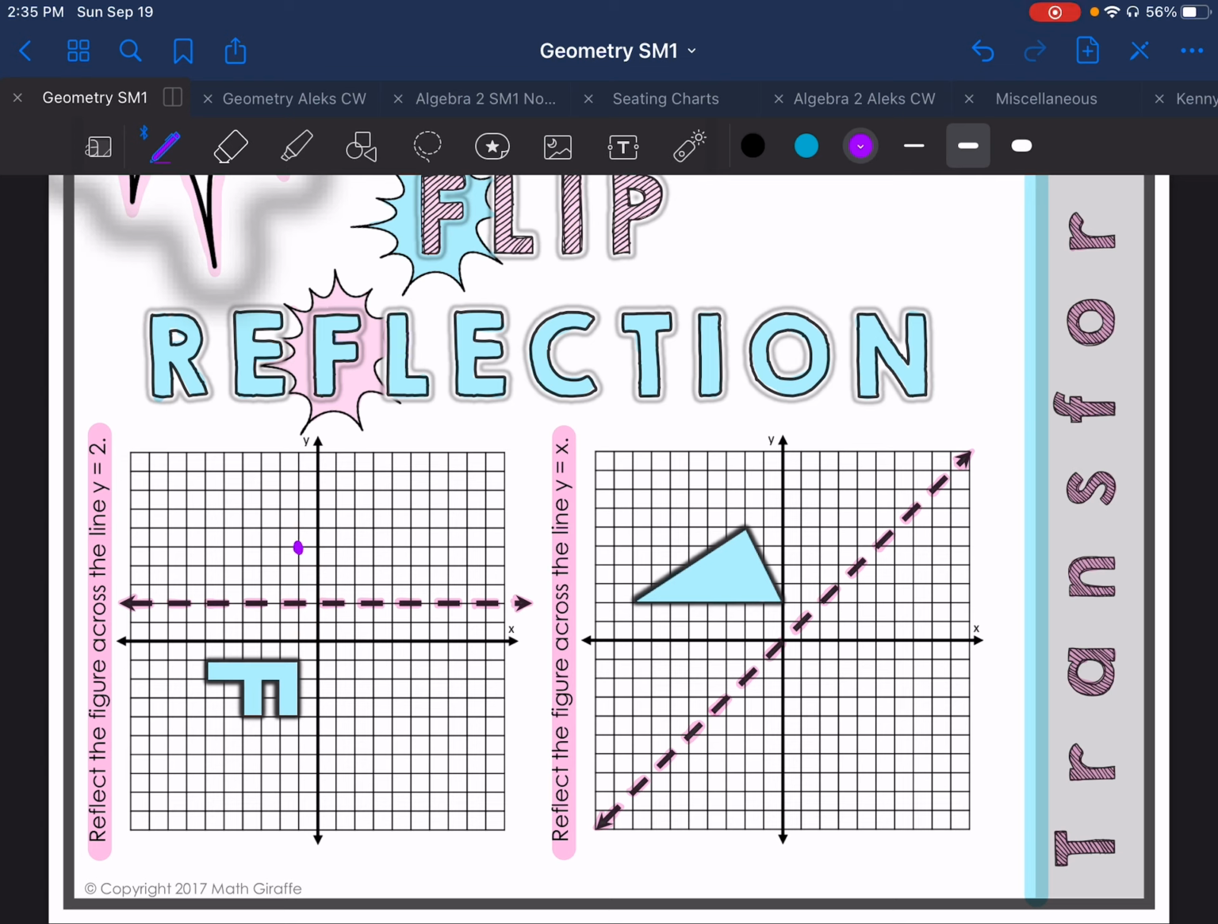I lost it. There we go. And then it's just my choice. I'm just simply going to go around my figure. So maybe I go down here. I have two choices. I can count 1, 2, 3, 4, 5, or I could count 1, 2, 3. It doesn't matter. Either one of them is going to get me the same.